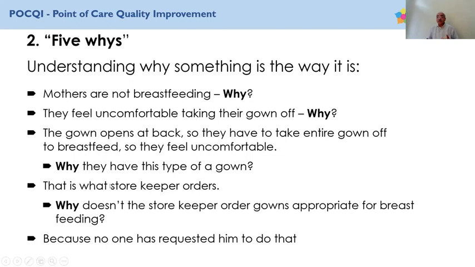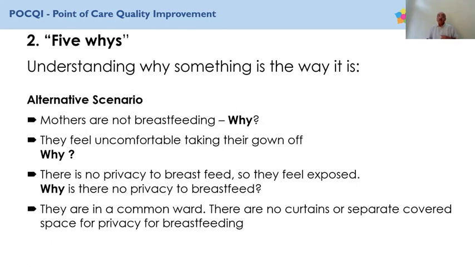That is what the storekeeper orders. So why doesn't the storekeeper change the gown appropriately for breastfeeding? Because no one asked the storekeeper. Once you realize that, you went to the storekeeper, he changed the gown type, and slowly you had solved this problem. There could be another scenario, which also happened in one of the facilities, where the mothers were not breastfeeding. Why? Because they felt uncomfortable exposing their breast, as there was no privacy while they were breastfeeding.